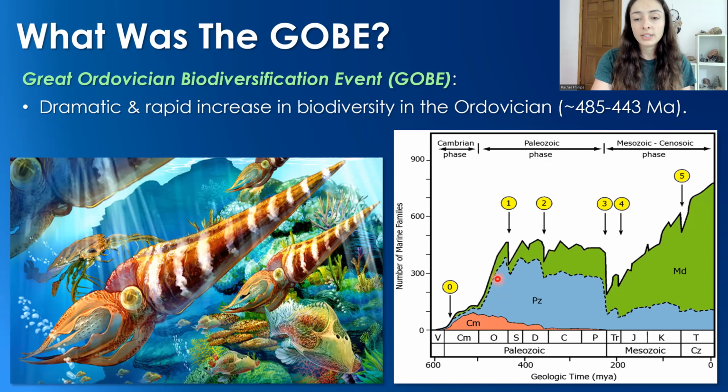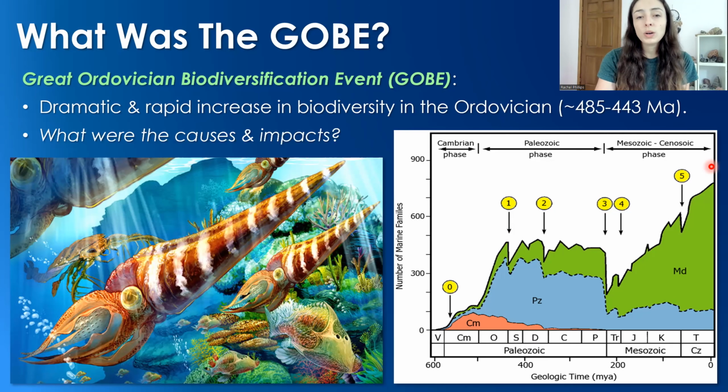And so that's marked in this graph by this dramatic increase here, and this increase is just representing the number of marine families, a taxonomic group of organisms. It just represents diversity basically, or at least marine diversity. And you can see this is a dramatic upswing during the Ordovician, or O, period here in the Paleozoic era. And then it drops dramatically. That's the Ordovician mass extinction. And all of these yellow numbers here represent the big 5 mass extinctions throughout the Phanerozoic eon, which I've talked about many times. So what were the causes and the impacts of the GOBE?